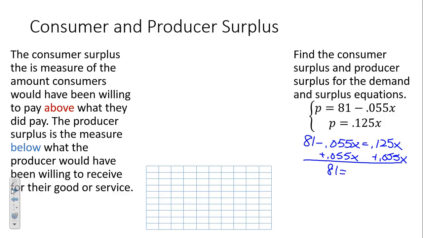And when we add 0.125 and 0.055, we get what? Check my math. 0.125 plus 0.055. So 0.18, good. Dividing by 81. Sorry, went the wrong way. Dividing by 0.18. 450.